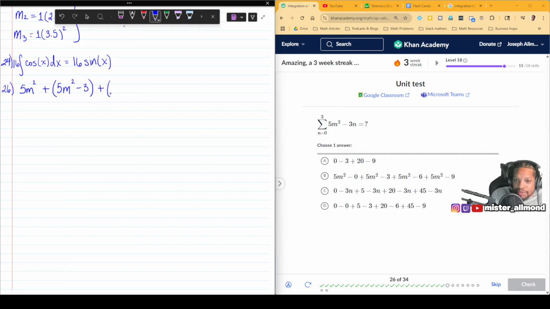Now, this is if n was 2. This would be 5m squared minus 6. And then lastly, I would add 5m squared minus 9. 3 times 1, 3 times 2, 3 times 3. And then just simplify that. This is interesting because why is there only one answer choice with an m squared? I feel like that's too good to be true. Yeah, wait. Yeah, that's literally what I got. I don't even need to simplify. That matches B directly.